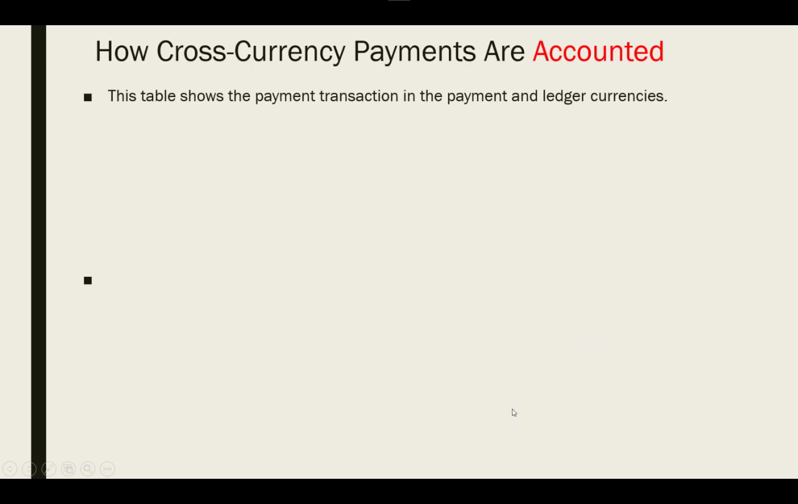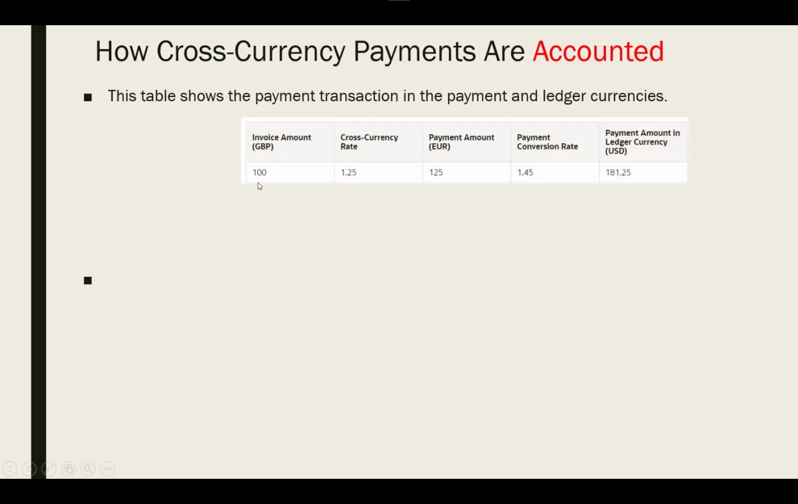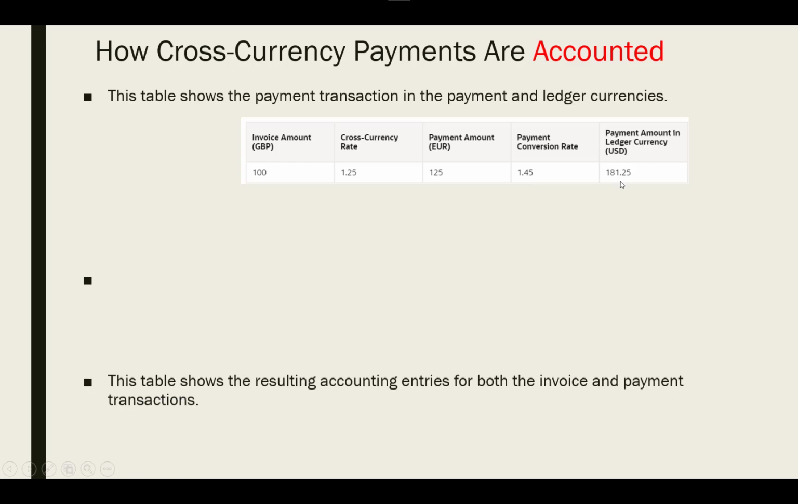How are cross currency payments accounted? Again, this invoice is in 100 GBP, with this cross currency rate, and the payment amount in euro will be like this. With this payment conversion rate, the payment amount in ledger currency equals this.